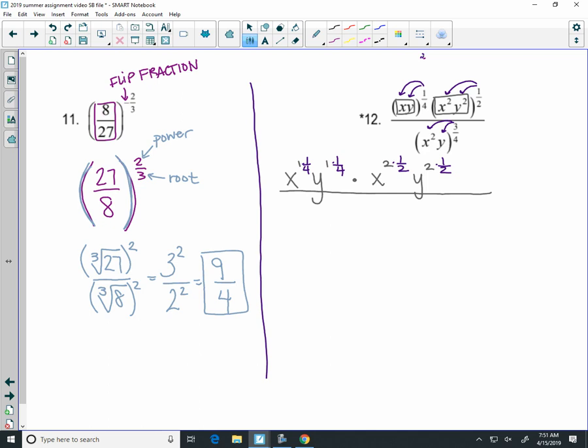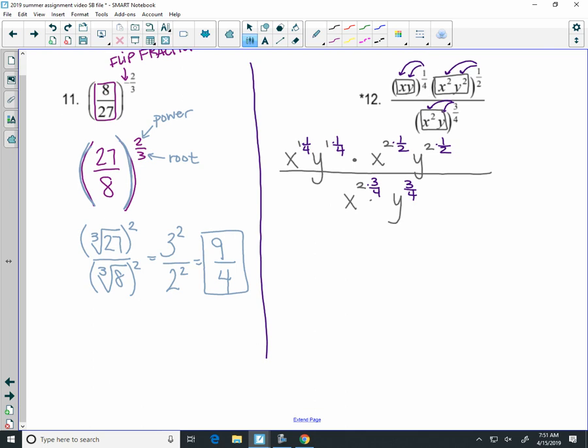If you feel good skipping this step, that's great. I'm going to show it. I have x squared and y in the denominator, and I'm going to bring in that 3/4 on both. My next step is going to be cleaning up all of that multiplication. So in my numerator, I have x to the 1/4 and y to the 1/4. 2 times 1/2 is 1. Same thing here, 2 times 1/2 is 1.